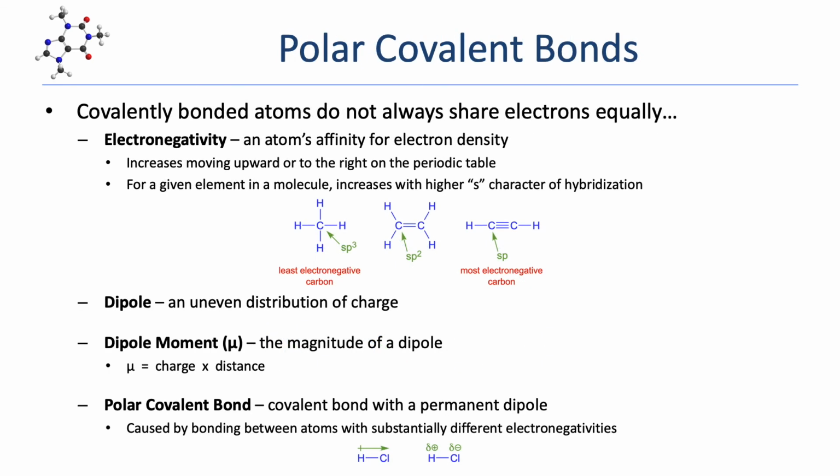Now remember, a covalent bond is simply a pair of electrons shared between 2 atoms. Now there's nothing that says that the 2 atoms have to share equally. Atoms can share electron density in a bond differently based largely on electronegativity. Electronegativity is simply an atom's affinity for electron density. And there are trends for electronegativity.